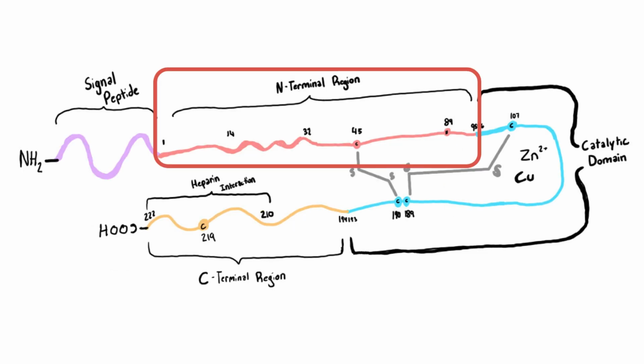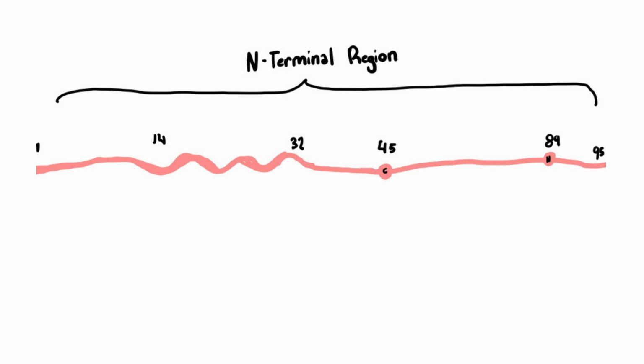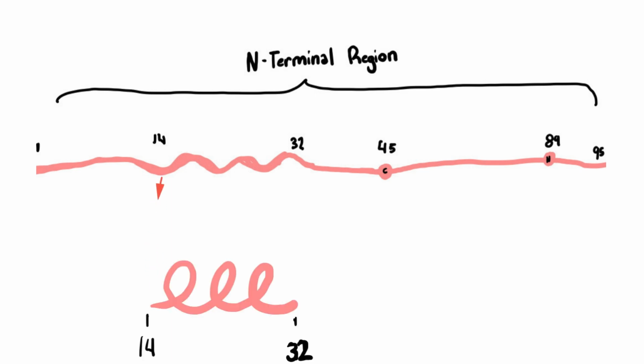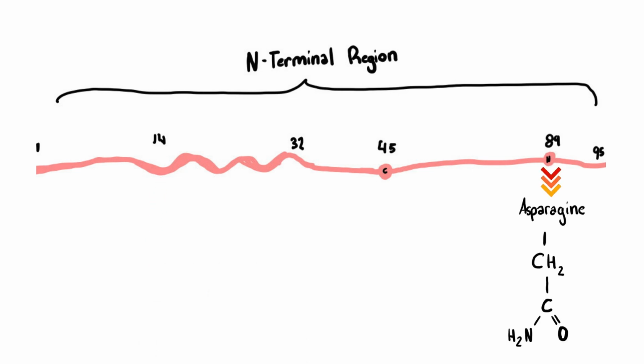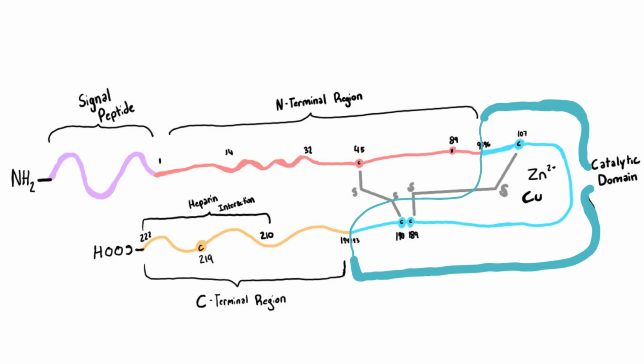Next, we have 95 amino acids that have an alpha helical structure. In these 95 amino acids, residues 14 to 32 are responsible for the formation of the homotetramer shape of the enzyme. And on residue 89, which is asparagine, glycosylation occurs. After this region, we have amino acid residues 96 to 193.